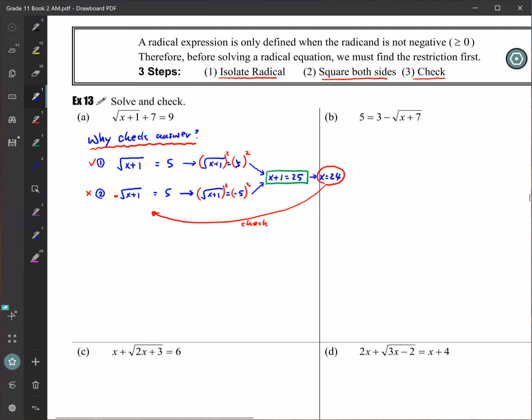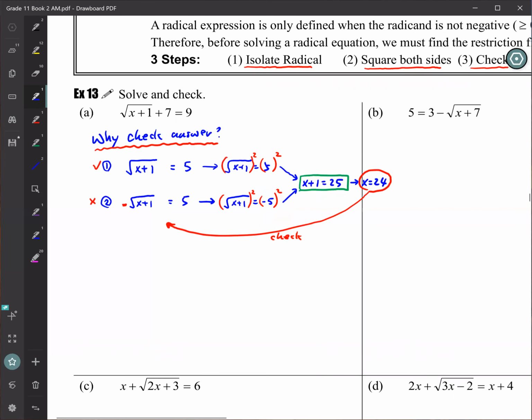Very good. Another reason is because of the squaring both sides. Once you square both sides, you got rid of the radical, right? And you get a new equation, the one in the green box. So the answer that you got is actually for the green one, right? You got it from the green. You are pretending the radical does not exist.